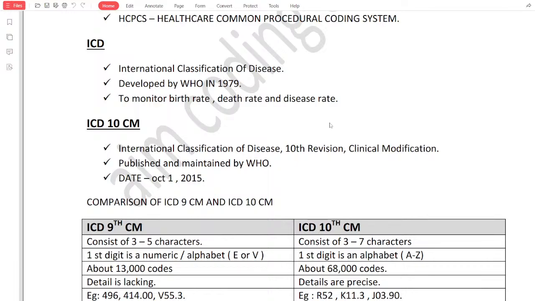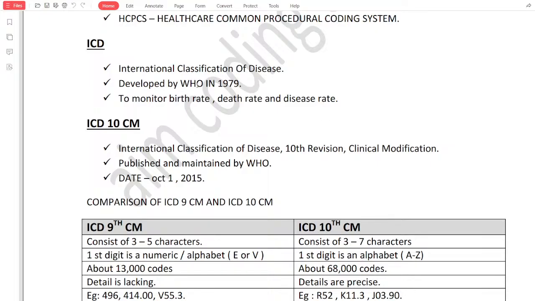ICD is classified into ICD 9 Clinical Modification and ICD 10 Clinical Modification. Now we are using ICD 10 CM, the updated version. ICD 9 is old and ICD 10 is more updated. So in 2025 we are using ICD 10 CM.